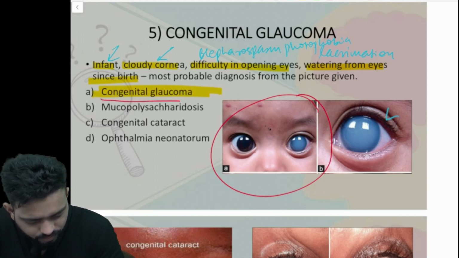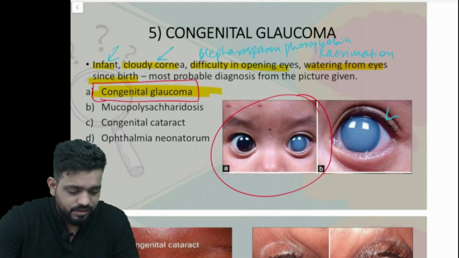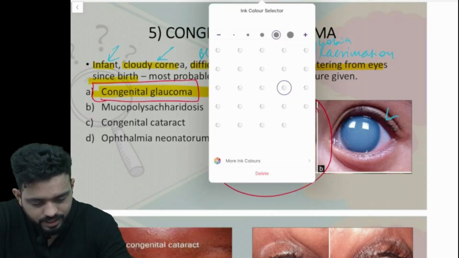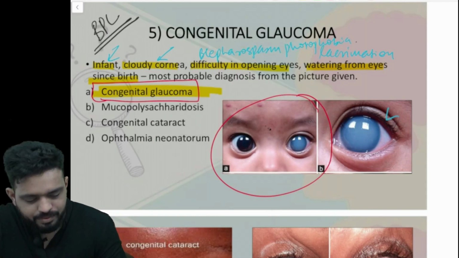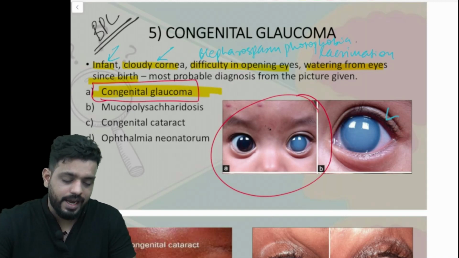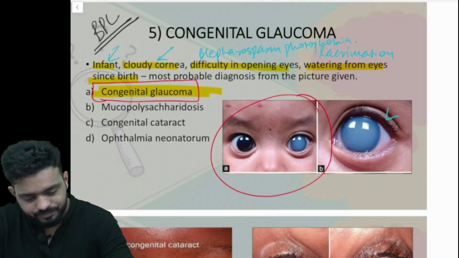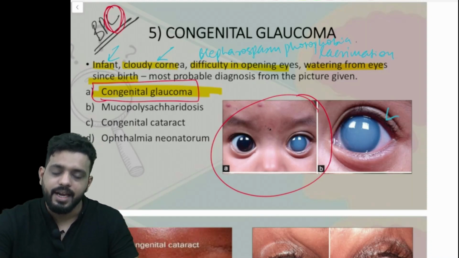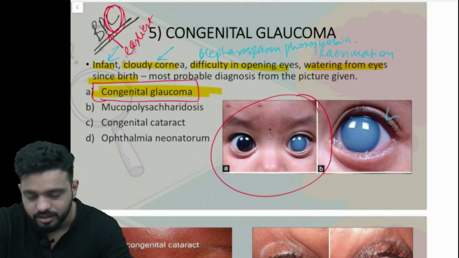This is undoubtedly the right answer. No other option makes sense over here. So what you should remember in congenital glaucoma is the triad, that is, I'm writing over here BPL. B stands for blepharospasm, P stands for photophobia, and L stands for lacrimation. Now, the most common symptom of them is this L. L is the most common, that is lacrimation, while P, that is photophobia, is the earliest symptom of congenital glaucoma.